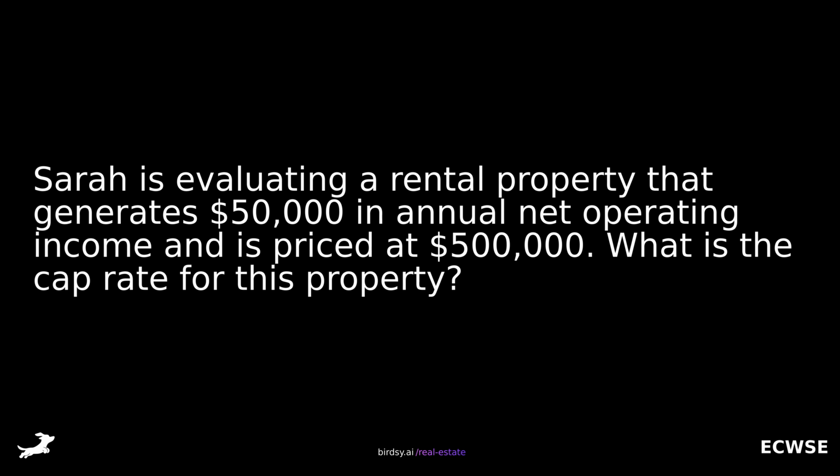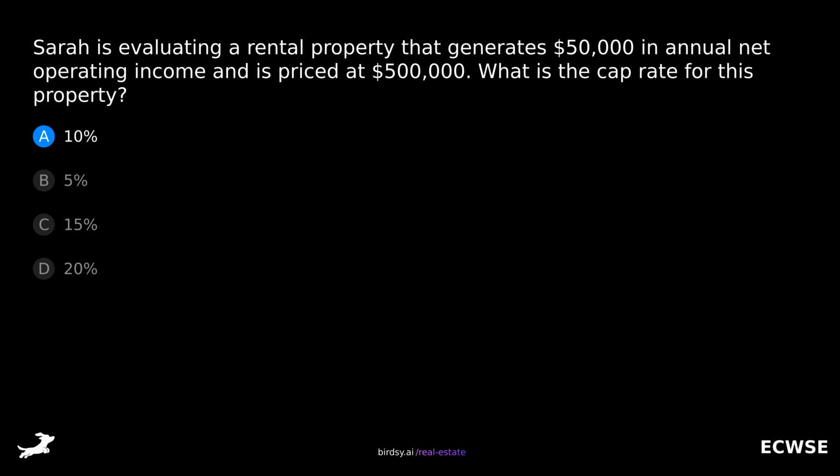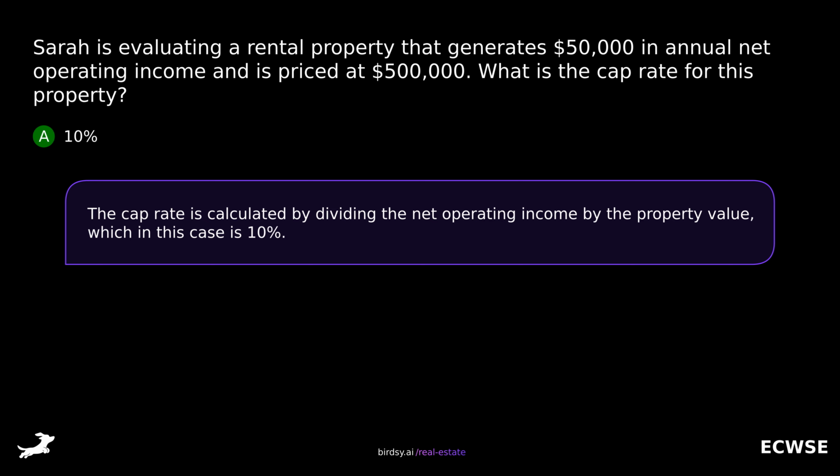Sarah is evaluating a rental property that generates $50,000 in annual net operating income and is priced at $500,000. What is the cap rate for this property? Is it A, 10%, B, 5%, C, 15%, or D, 20%? The correct answer is A, 10%. The cap rate is calculated by dividing the net operating income by the property value, which in this case is 10%.